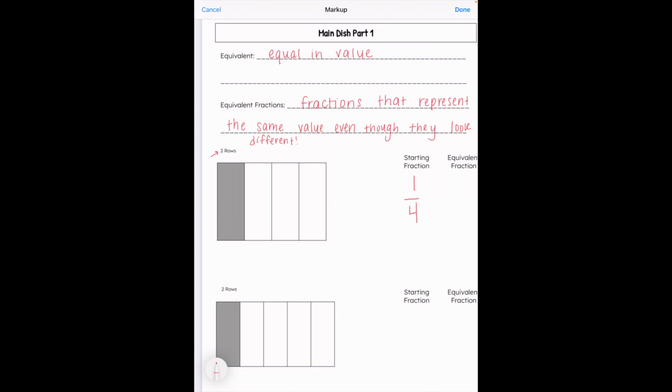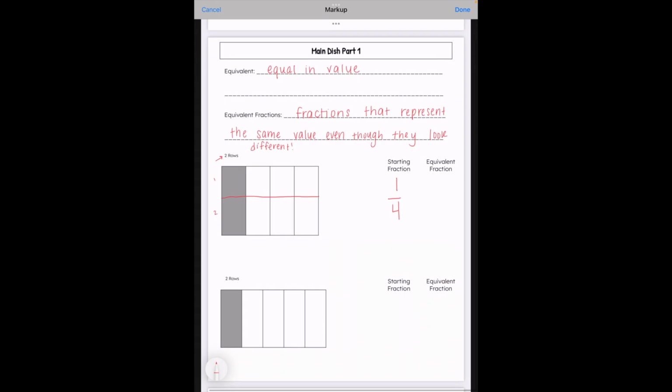So that sounds confusing, but let me show you what I mean. Within this model, we're going to turn this one-rowed model into a two-rowed model. So I'm going to make a split line horizontally in order to make 1, 2 rows. What I've just done is I've actually created a new fraction that has the same value of my starting 1/4 fraction. So now I have 8 pieces total, and 2 of them are filled in. 1, 2. So 2/8 is my equivalent fraction.